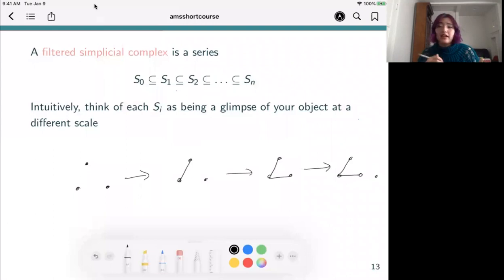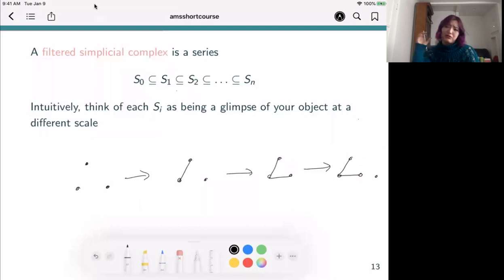Intuitively, when we look at data, this is where we start using things like replacing everything with a bigger dot and seeing what connects. Usually with data, the way that we would build a filtered simplicial complex is we'd look at the data from a variety of different scales, and we'd treat each individual simplicial complex as an examination of the data at a slightly different scale, where you're blurring the dots increasingly, kind of like zooming out.